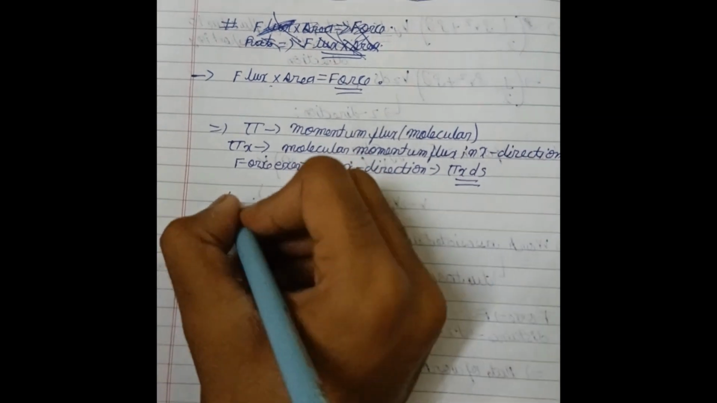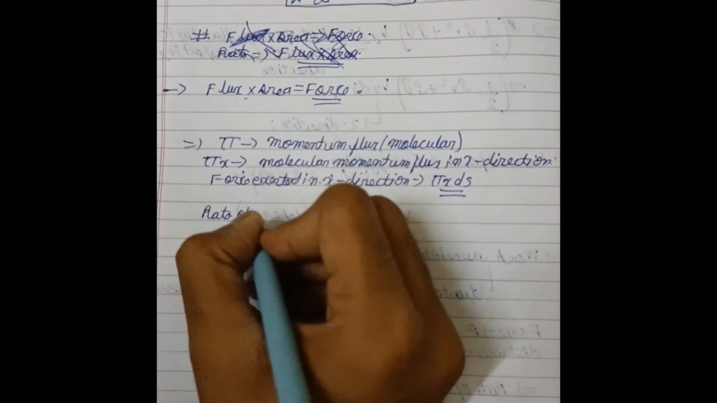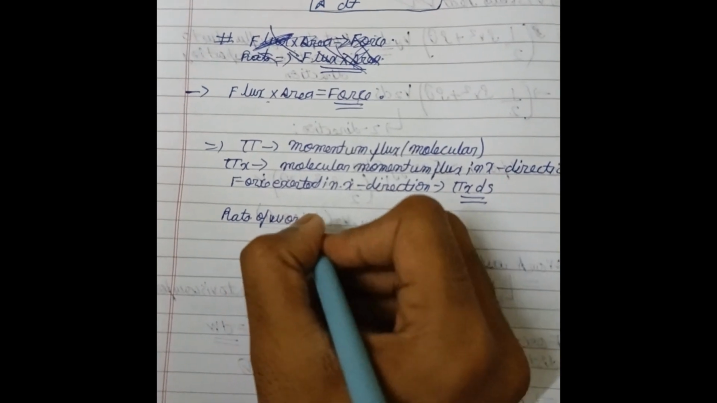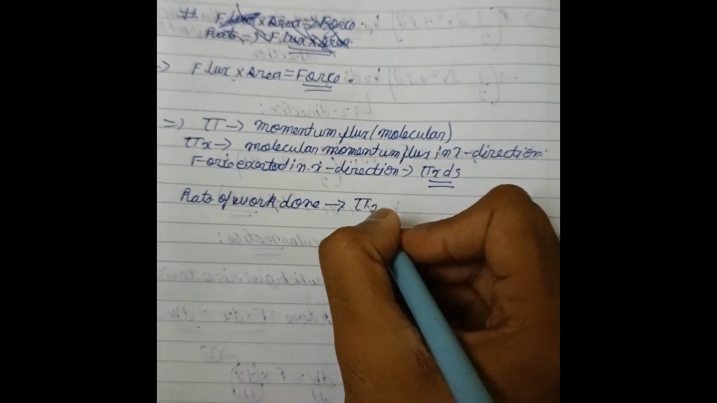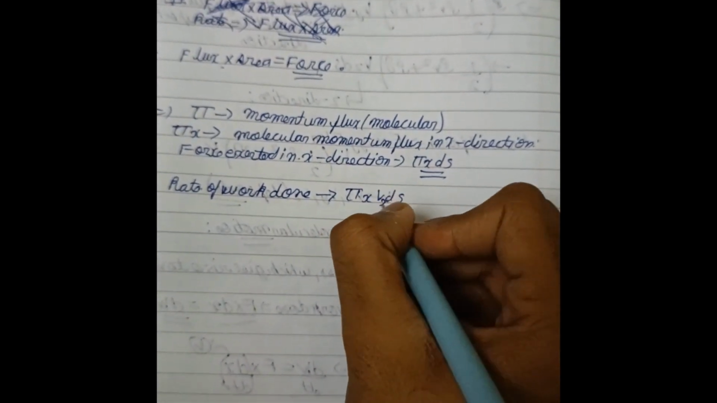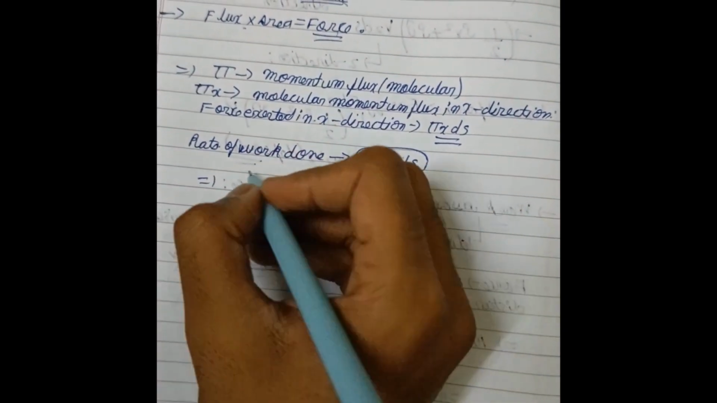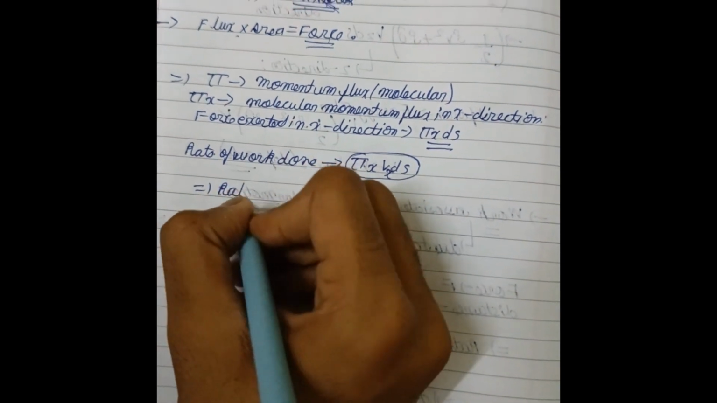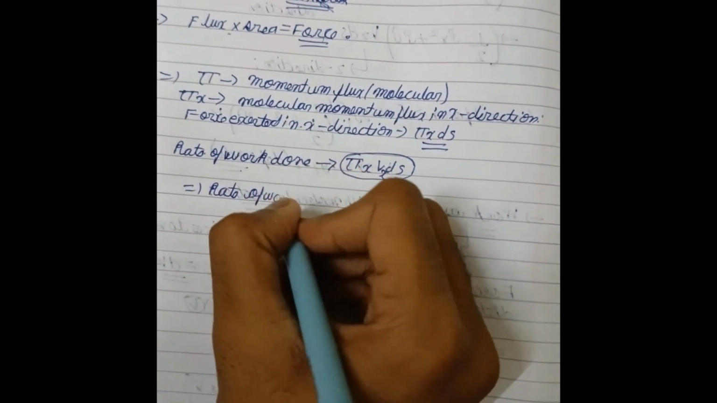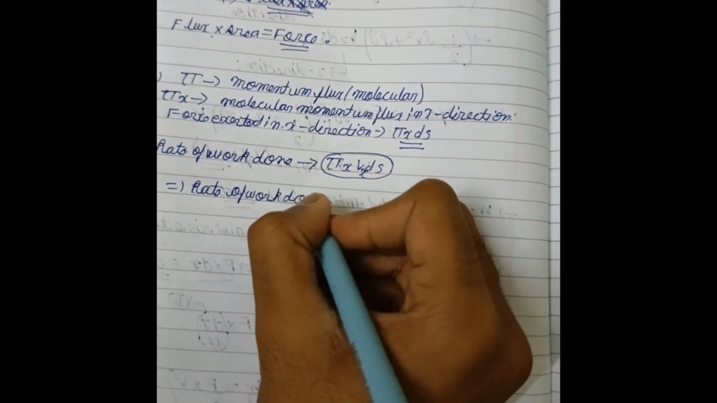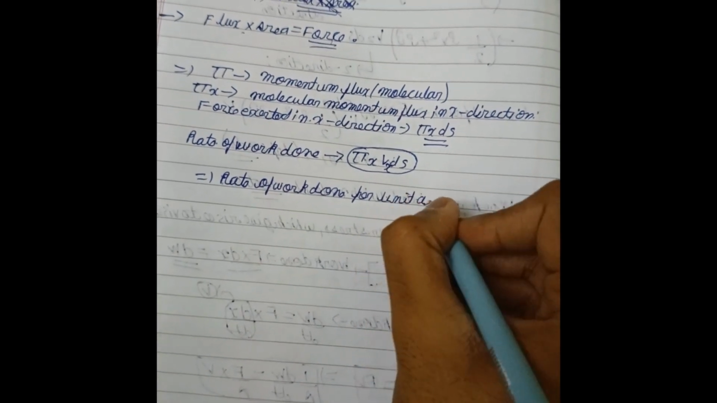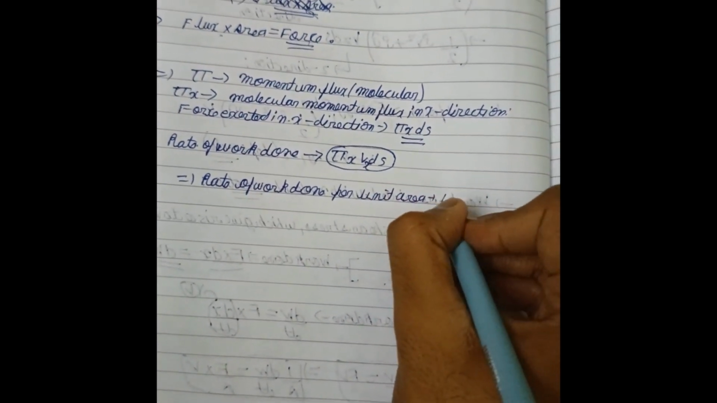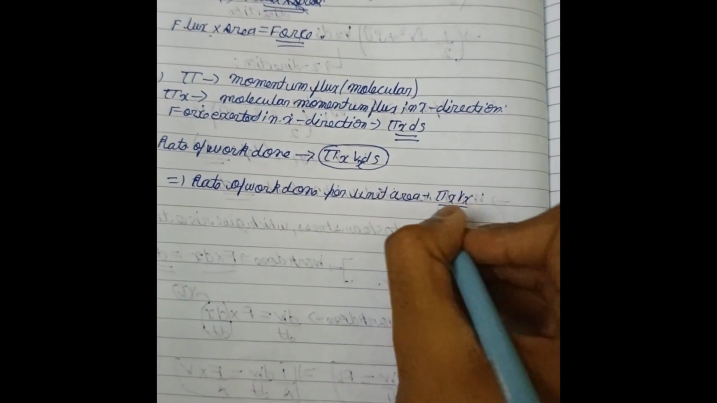No doubt. Now we'll have to find rate of work done. Suppose you have to find rate of work done. All you have to do is multiply it with velocity. So that is pi x v dS, or it would be vx, pi x vx into dS. Now you have to go for per unit area. So let's assume we have to write rate of work done per unit area. That is going to be pi x into vx.